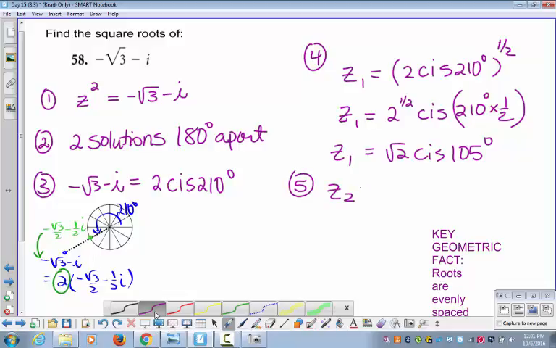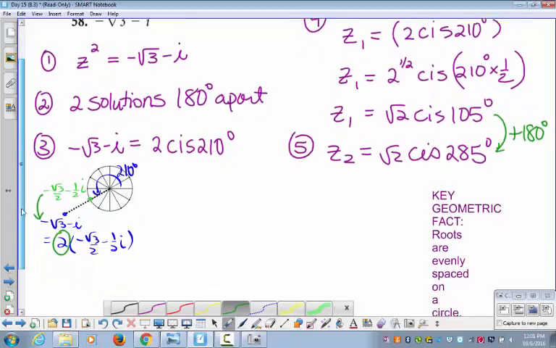Step 5, we only have one other answer to find. It's root 2 CIS of 285. We add 180 to it. So we get 285 degrees. So here we're adding 180. Add 180. And that's our second solution.